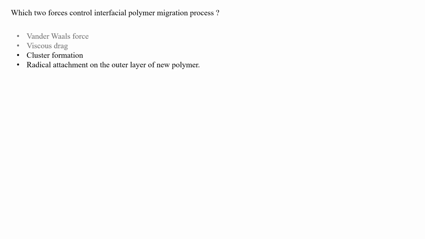So this migration is governed by basically two forces. First is van der Waals force of attraction and repulsion, and the second one is viscous drag. So that is the answer for these. How that affects is van der Waals force between cluster and aqueous phase can be attractive. If these two forces are attractive, it will shift the cluster towards the surface of the particle. It will just bring it to the surface of the particle. And if it's repulsive, it will move the cluster to the center of the polymer particle.